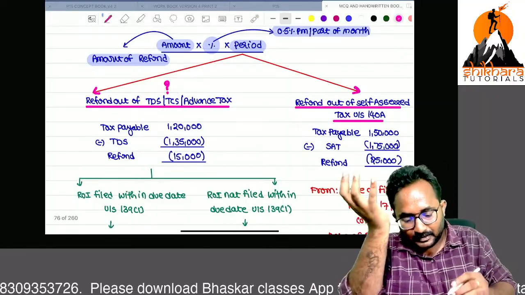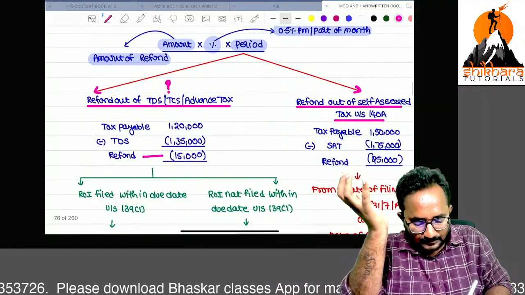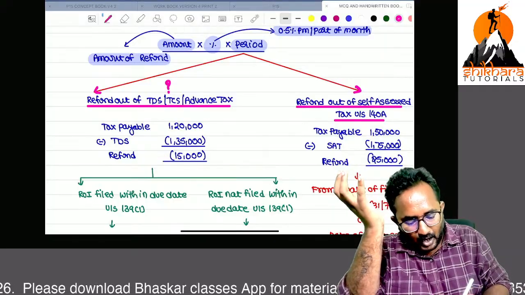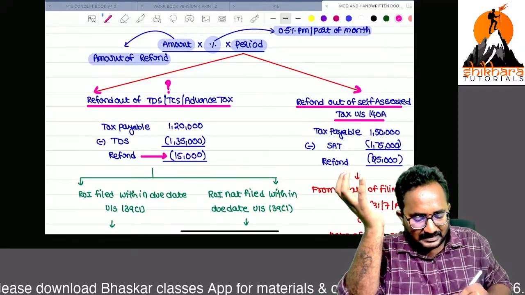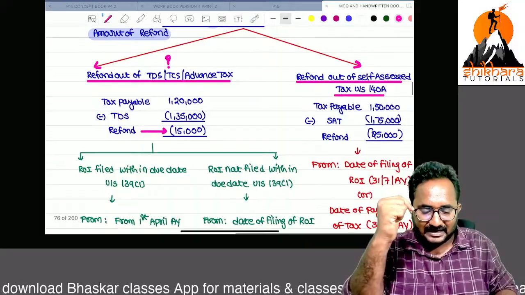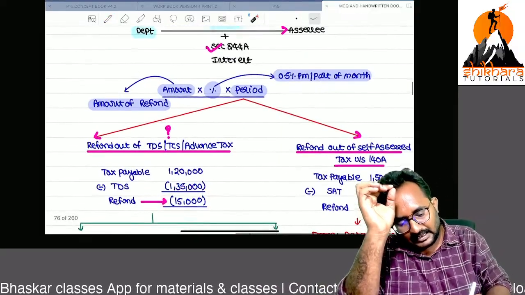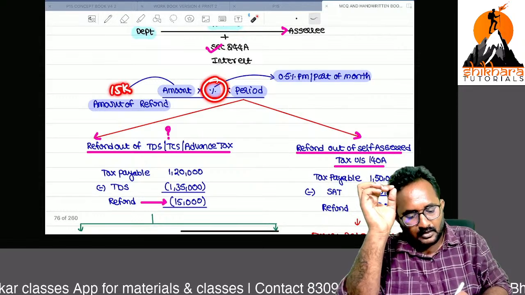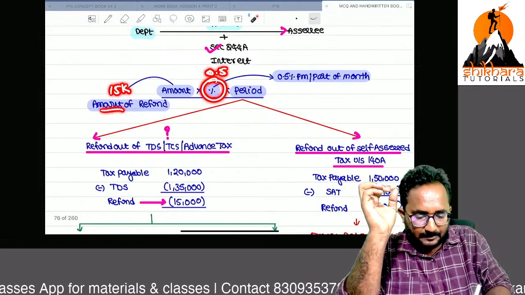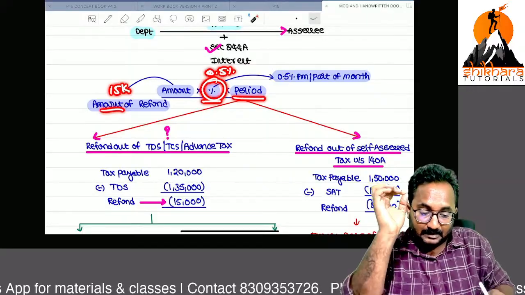Now they are getting the refund. So, tax payable is 1,20,000, but tax deducted at source is already 1,35,000. Now he is eligible for getting a refund of 15,000. On this 15,000 refund, we can take 0.5% per month or part of a month. The period is important.